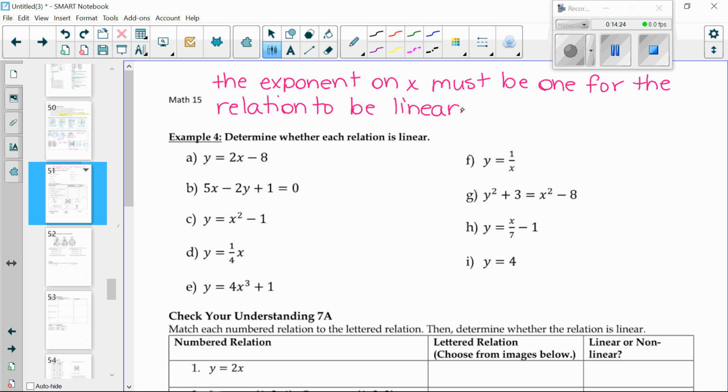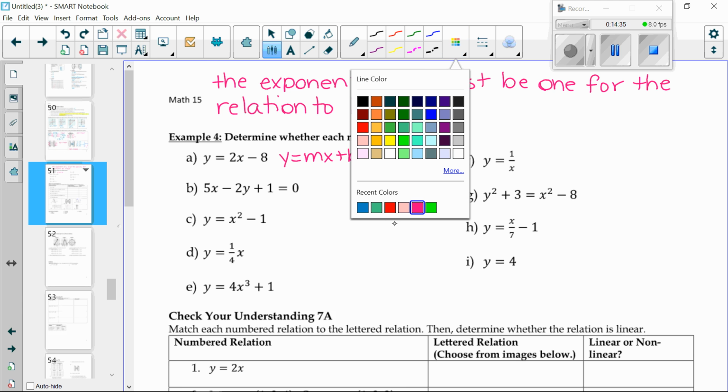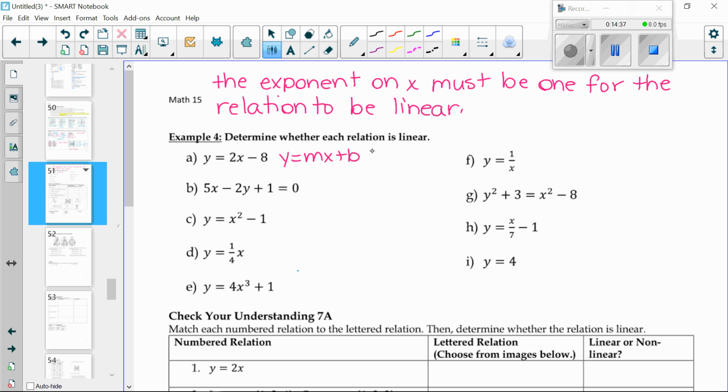Looking at the very first one, y equals 2x minus 8. Well, that just is y equals mx plus b. Therefore, it is linear. For the second one, I can totally rearrange this and it's going to be y equals mx plus b, but looking at my variable x, the exponent is 1. Therefore, this is linear.